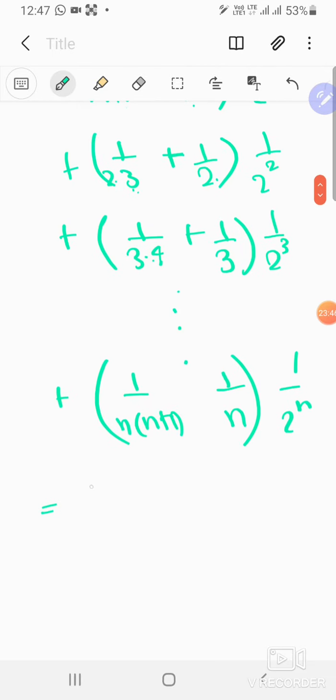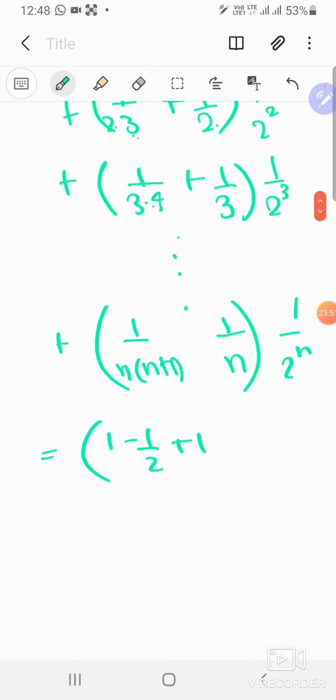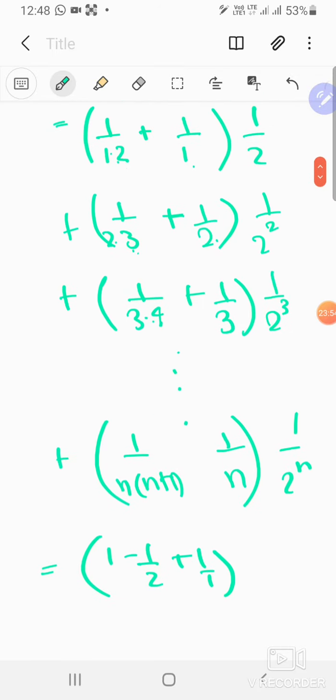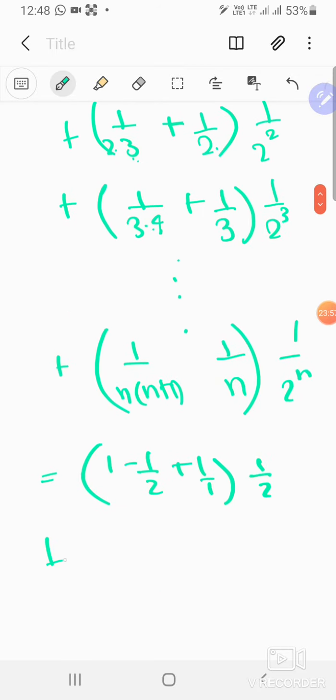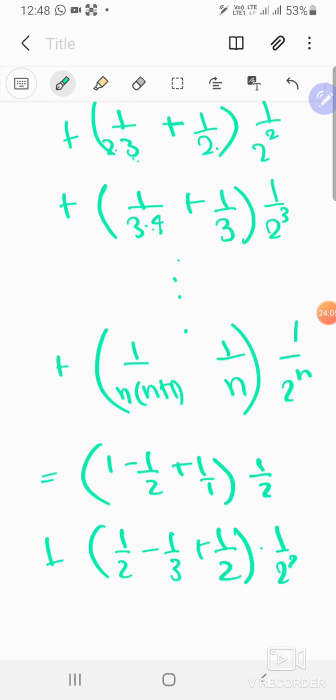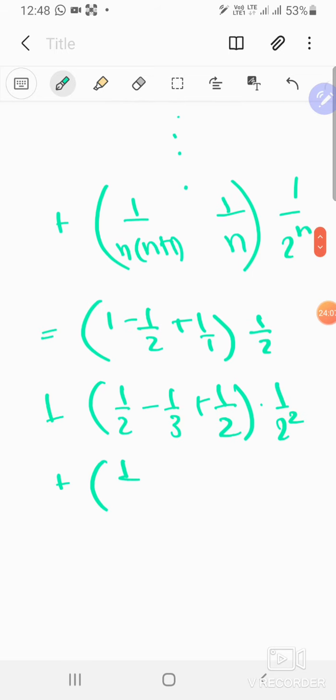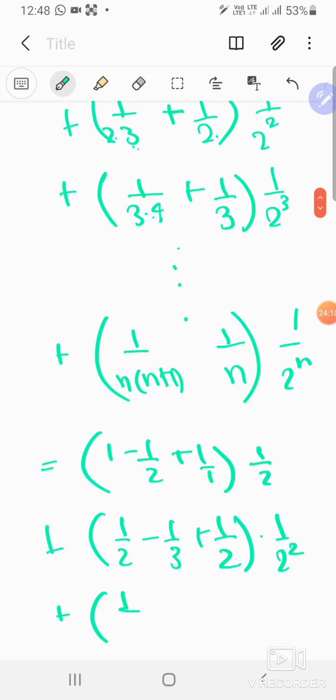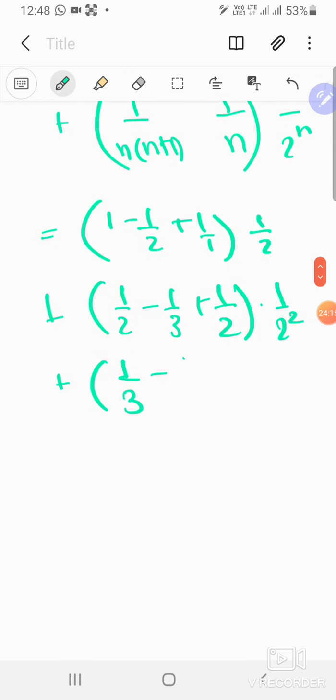This thing can be written as 1 minus 1 by 2 plus 1, I mean 1 upon 1 basically, into 1 by 2. Then you have plus 1 by 2 minus 1 by 3 plus 1 by 2 into 1 by 2 squared, plus 1 by 3 minus 1 by 4 plus 1 by 3 into 1 by 2 cubed, and it will keep on going like that.